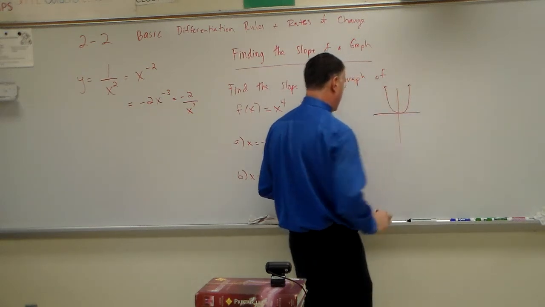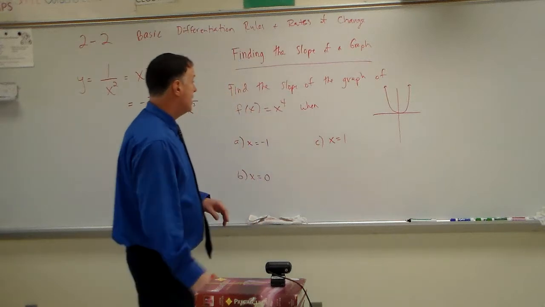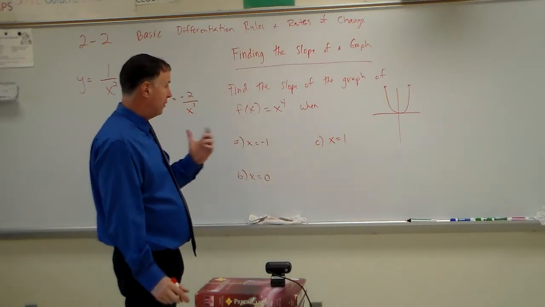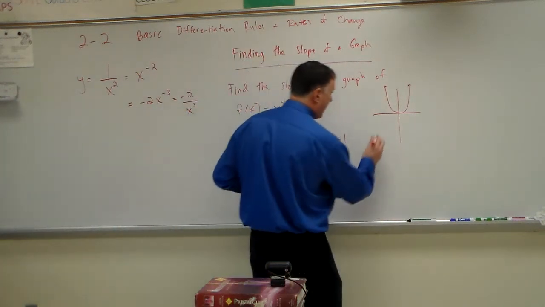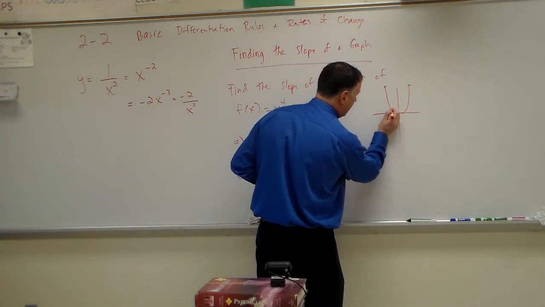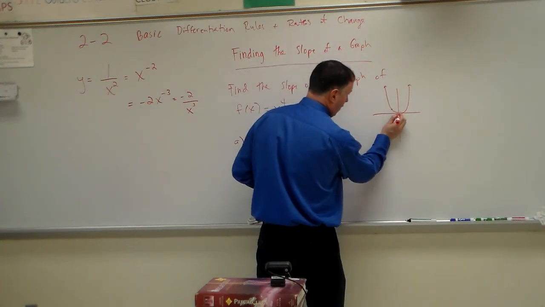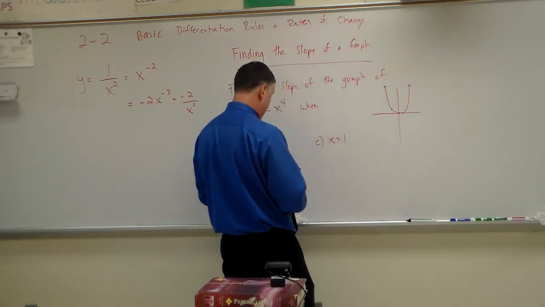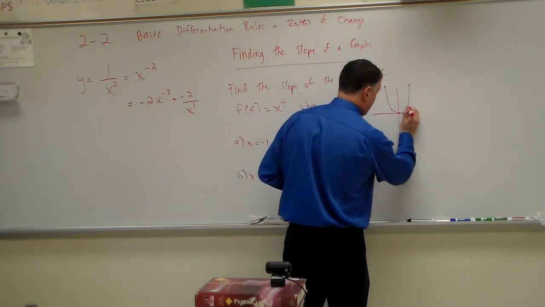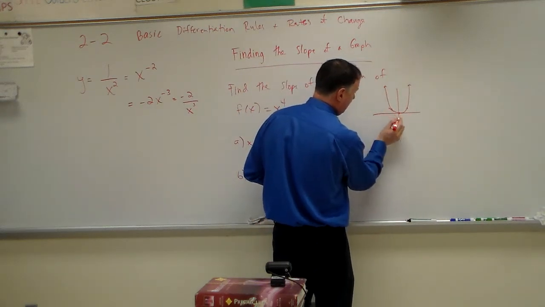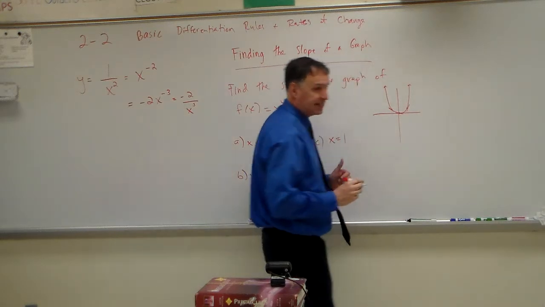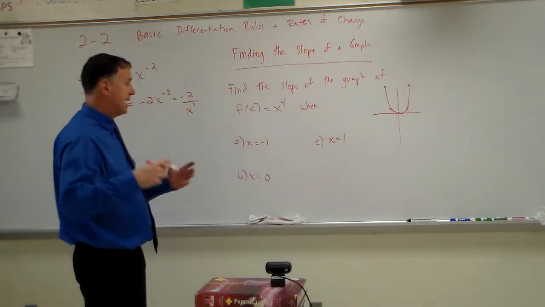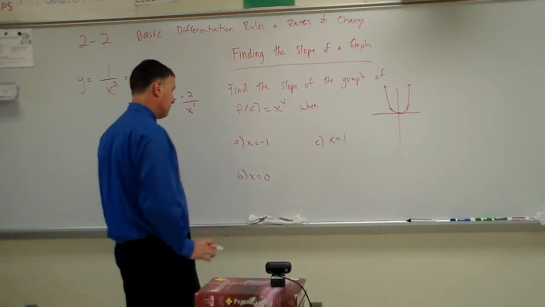Okay, just a little bit wider. So what we're doing here is we're finding the slope of this curve at x equals -1, so maybe here, at x equals 0, which would be here, and then at x equals 1, which would be here. So we're finding the slope of those tangent lines. That's what we're doing, if we want to tie it to what we did in section 2.1.